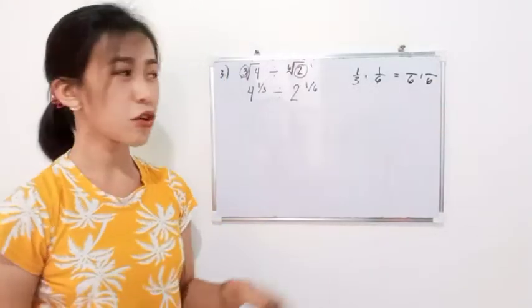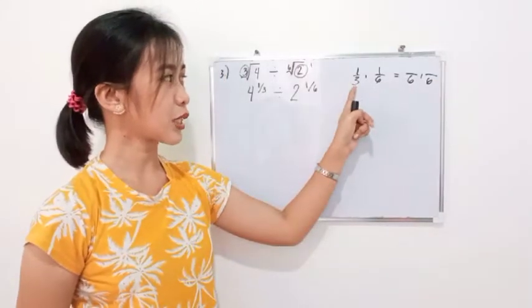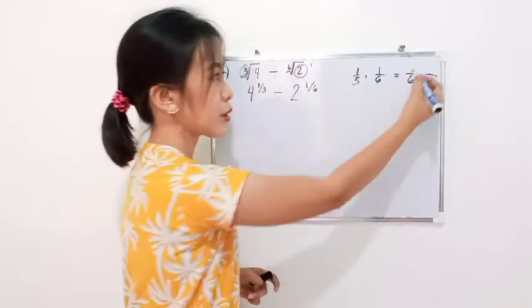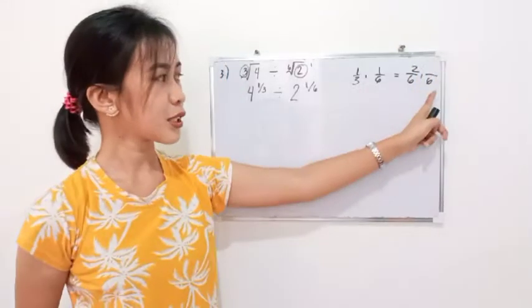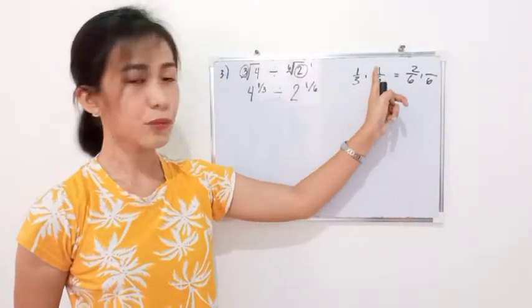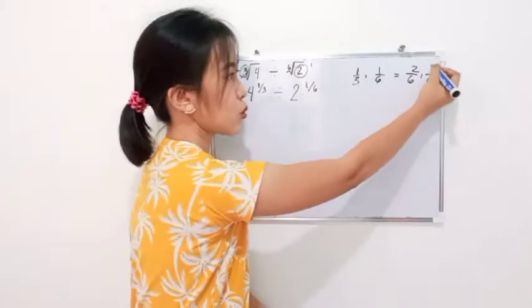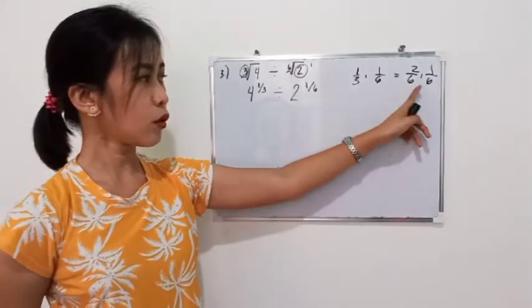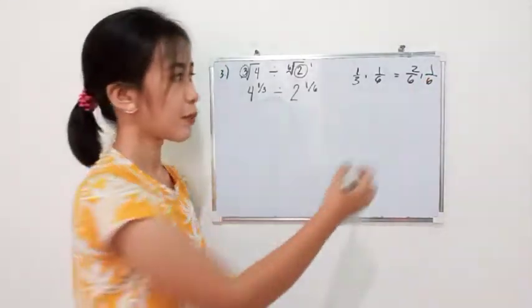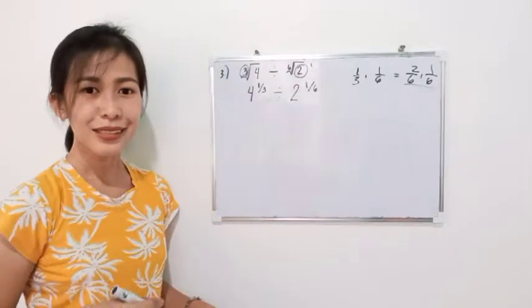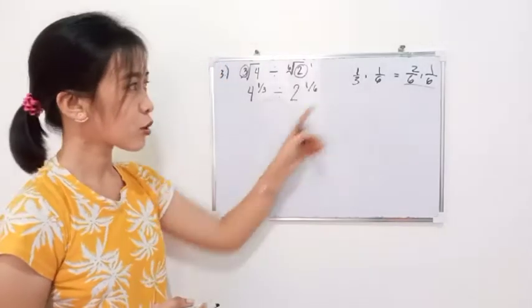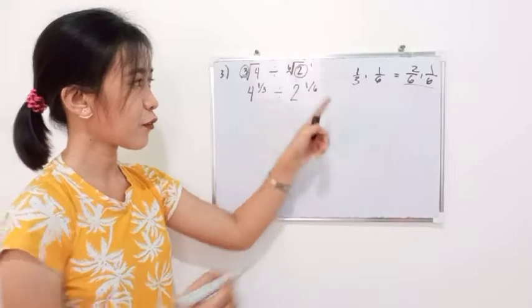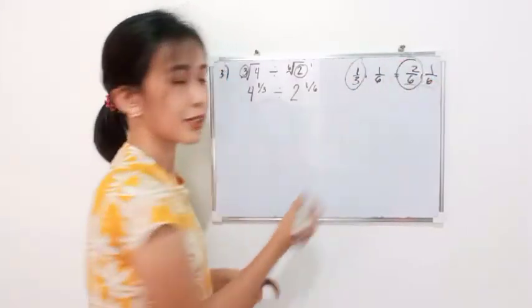Then, next, what are we going to do? 6 divided by 3 is 2, times 1 is 2. And 6 divided by 6 is 1, times 1 is 1. So, we have 2 over 6, 1 over 6. Parehas na ba sila? Yes, parehas na sila. So, itong 1 over 3, dito siya. Therefore, ito yung magka-partner. Tama?